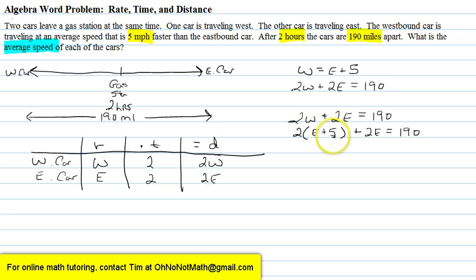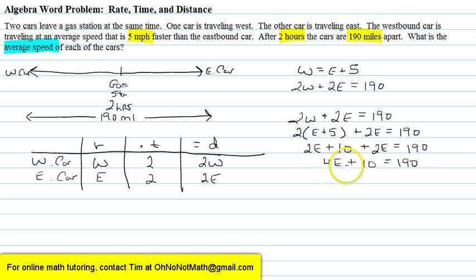So we distribute this 2 across this binomial E plus 5, so we have 2 times E plus 2 times 5, which is 10, plus 2E equals 190. Now let's combine our like terms. 2E plus 2E is 4E, plus 10 equals 190. We want to subtract 10 from both sides.